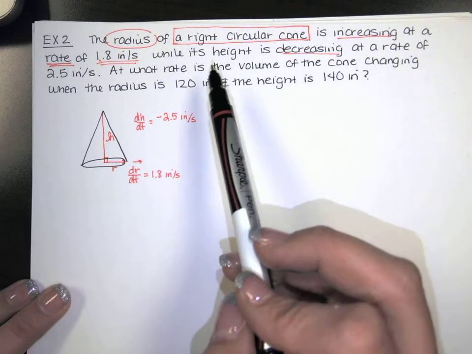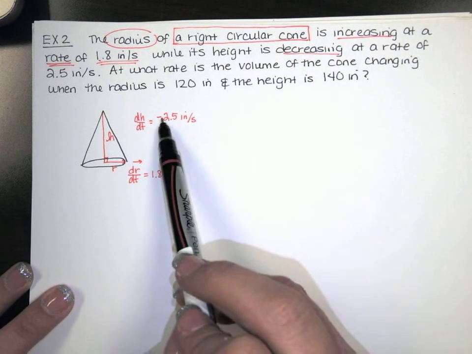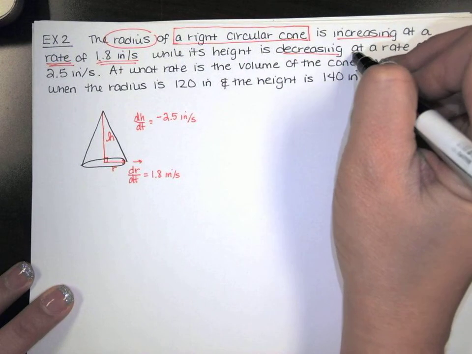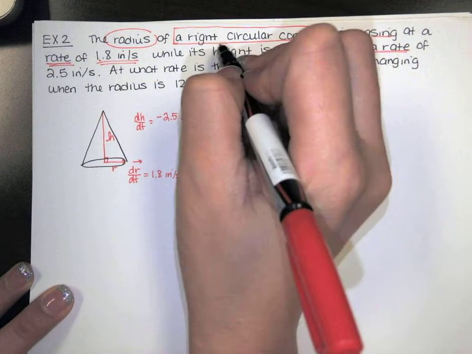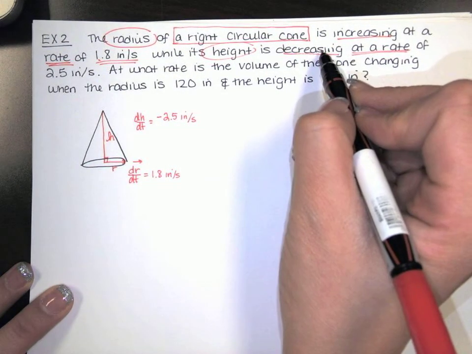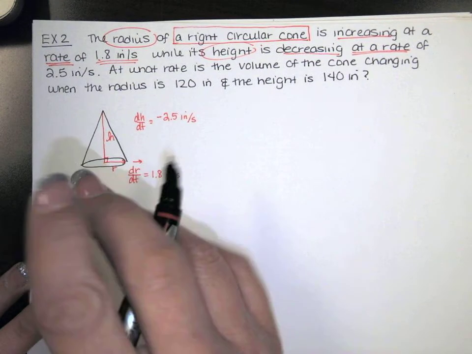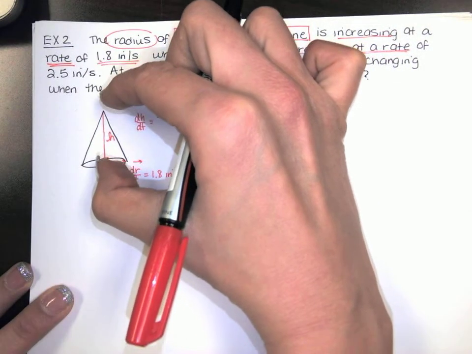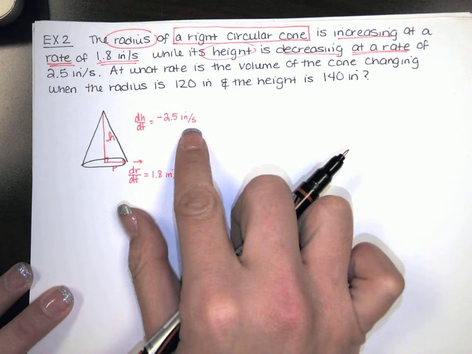Then let's look at the rest of the sentence. It says its height is decreasing, so it's negative. So the derivative of the height this time is a negative value, and it's 2.5 inches every second. So that height is getting smaller and smaller. Every second it loses another 2.5 inches. So I write that down.